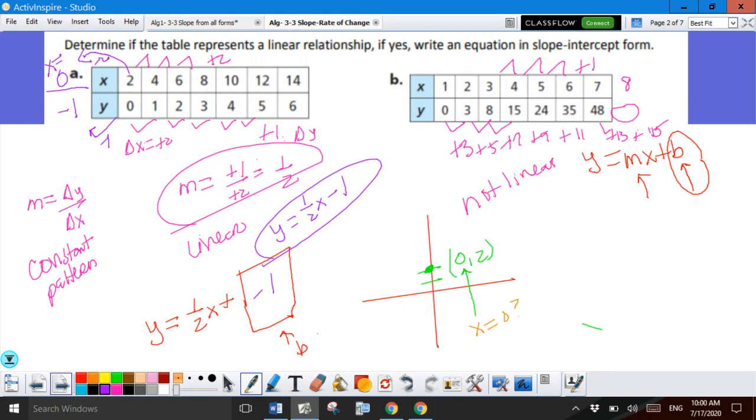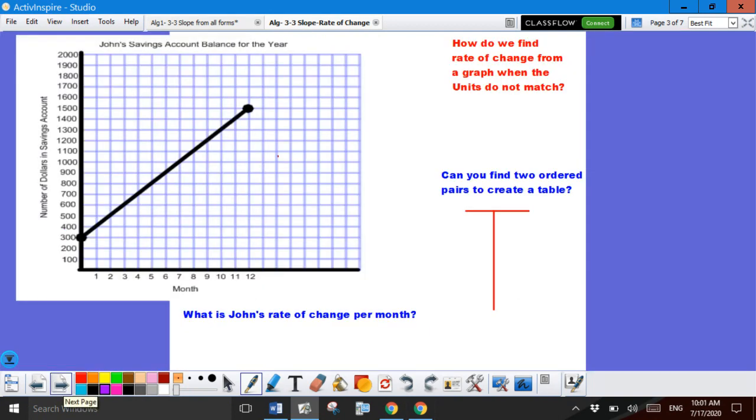All right, let's take a look at some rate of change scenarios. So here we have John's savings account. Okay, this is his balance for the year. So obviously this is positive.